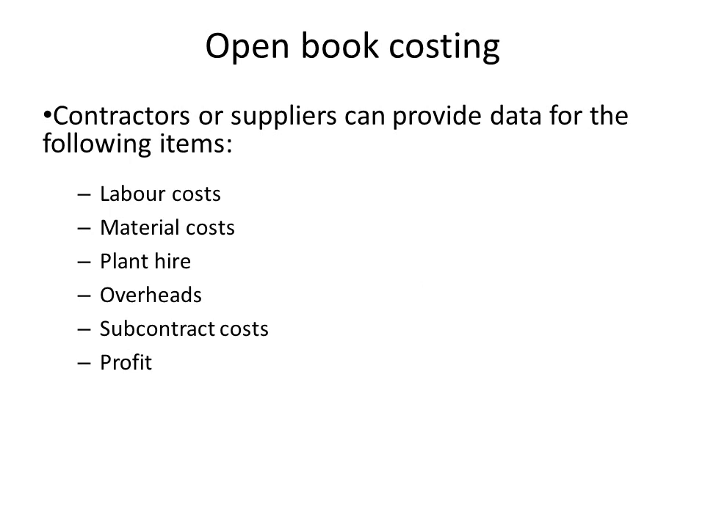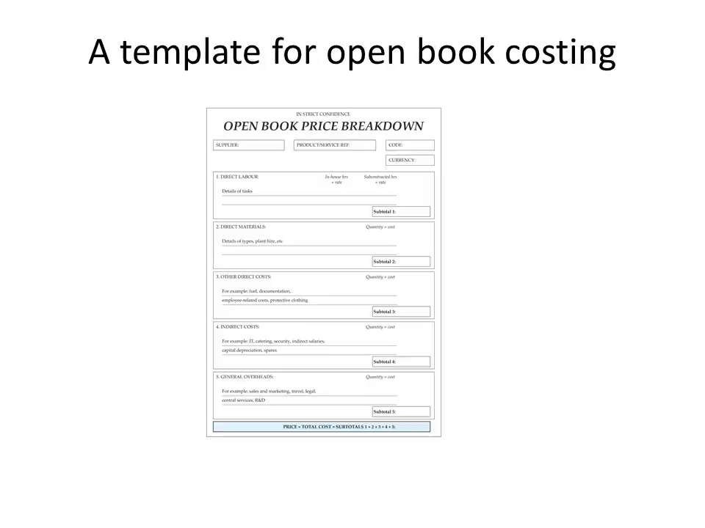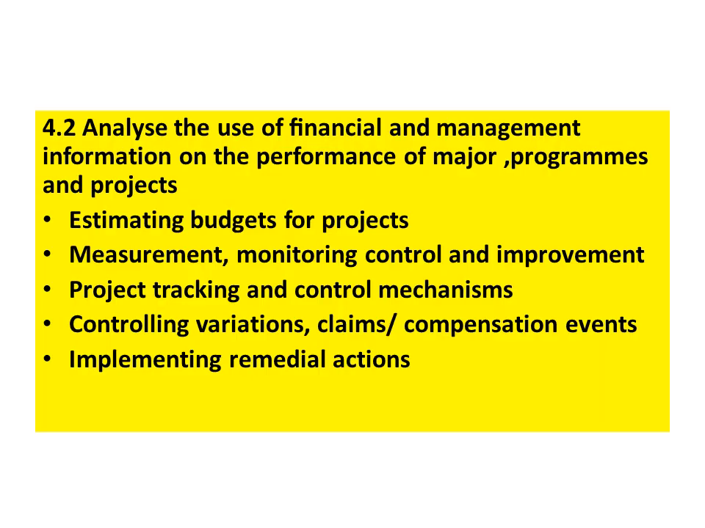Open book costing can be used, particularly when we're using incentive contracts. We will need to be able to monitor actual costs and verify these costs, so data will have to be provided on labour, material, hire costs, overheads, subcontract costs and even profit. And there's a template there for open costs, detailing breakdown of direct labour, direct materials, other costs, indirect, general overheads, with an overall total there to justify the cost that they're trying to recover. And now we're on to 4.2.